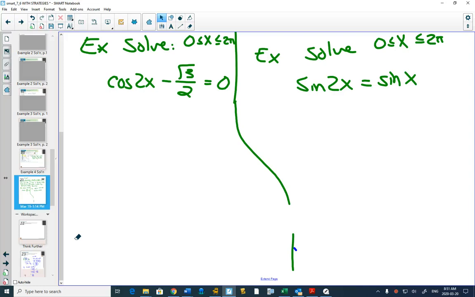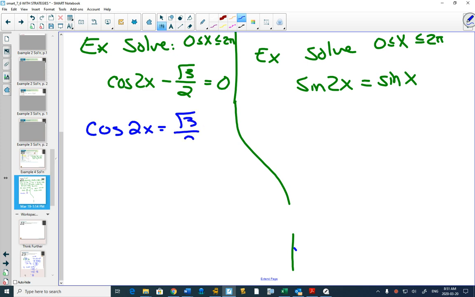So our multi-revolution question, you've done these before. Let's get the 2x, cos 2x equals root 3 over 2. Review of multi-revolution questions. First, you write your domain now for 2x. So x was between 0 and 2 pi. 2x would be between 0 and 4 pi.